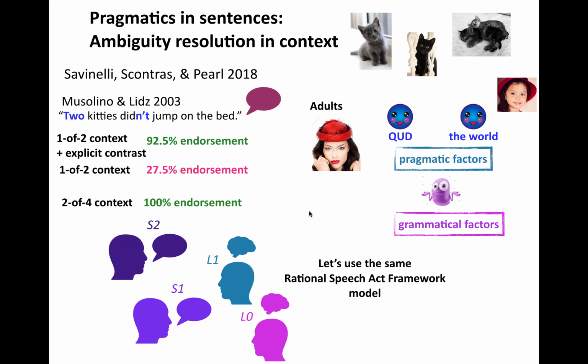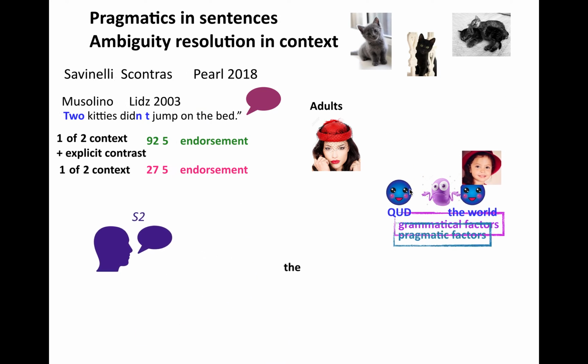So Savinelli, Scontras, and Pearl 2018, when trying to understand this adult endorsement behavior, decided to use the Rational Speech Act framework again to try to see what was going on, and particularly to figure out the influence of pragmatic factors like question under discussion in the world versus grammatical factors like scope access.